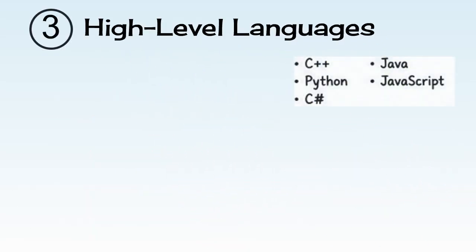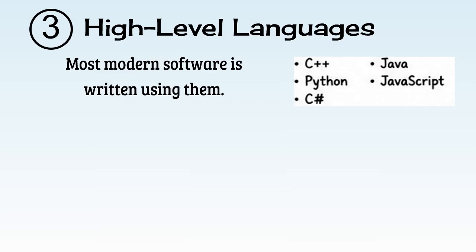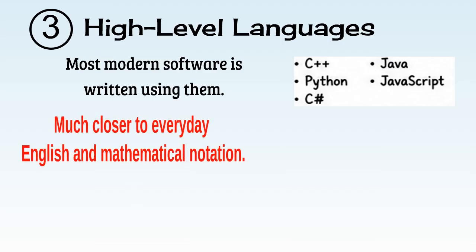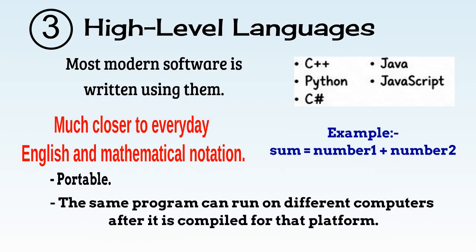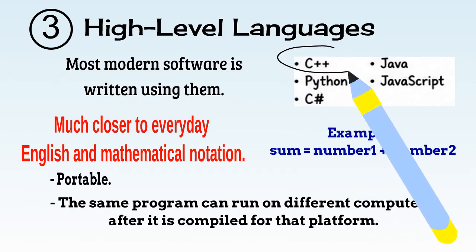High-level languages. Most modern software is written using high-level programming languages. These languages are much closer to everyday English and mathematical notation. For example, instead of writing hundreds of binary digits, we can simply write sum equals number 1 plus number 2. Much easier, isn't it? High-level languages are also portable, meaning the same program can run on different computers after it is compiled for that platform. Throughout this course, we'll be using C++.